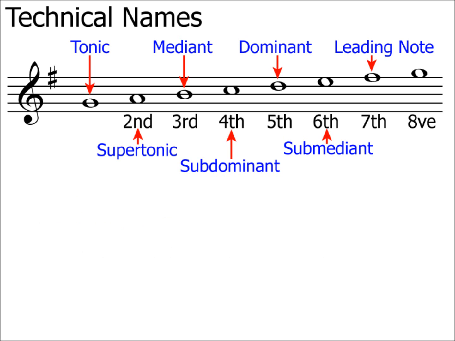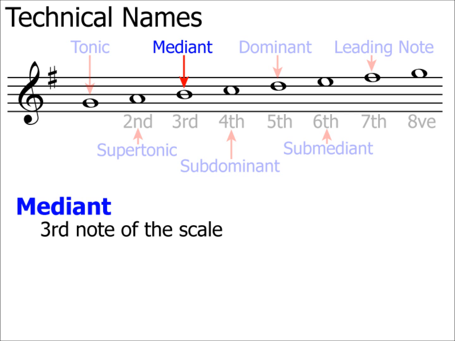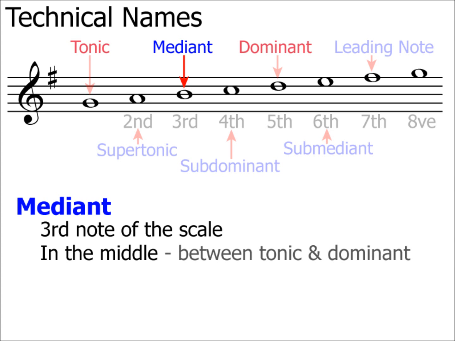Okay, just 2 notes left, the third and the sixth. The mediant, the third note of any major or minor scale, also has its roots in Latin. Roughly translated, it means middle. Now, you're probably thinking that this note is not in the middle of the scale. Well, you're right. However, it is in the middle between the tonic and the dominant. Remember I said the dominant is an important note. Well, it's also very helpful to us to help us remember the name of the third note of the scale. The mediant is in the middle between the tonic and the dominant.